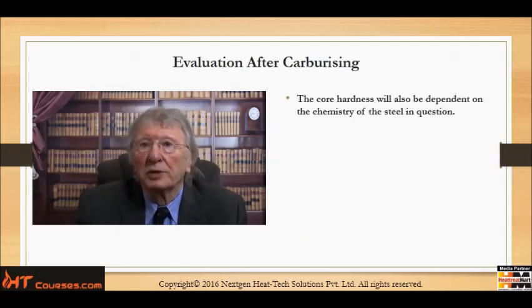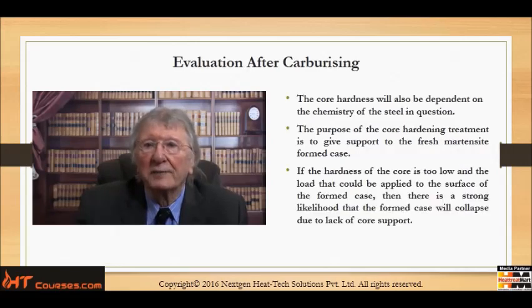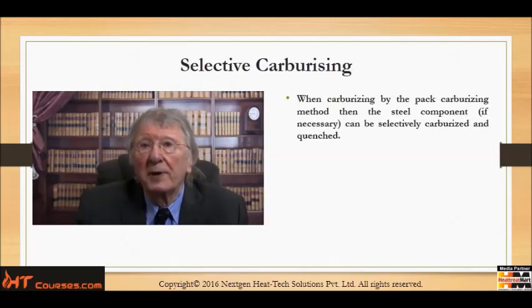The core hardness will also depend on the chemistry of the steel in question. The purpose of core hardening treatment is to give support to the freshly formed martensitic case. If the hardness of the core is too low, and the load that could be applied to the surface of the formed case, then there is a strong likelihood that the formed case will collapse due to lack of core support.